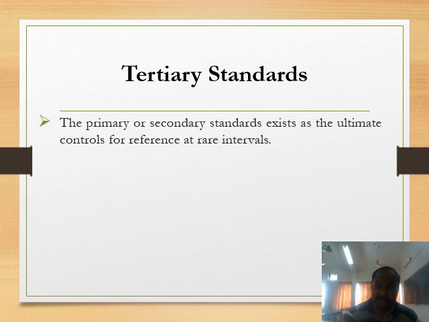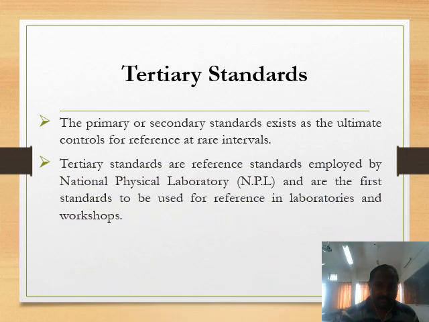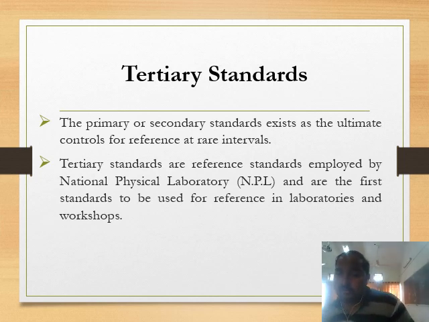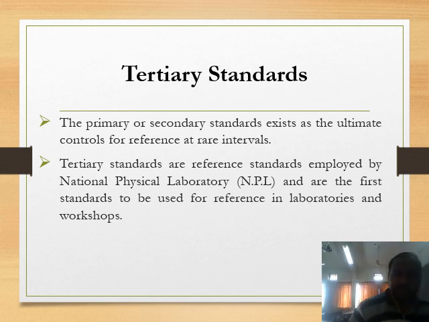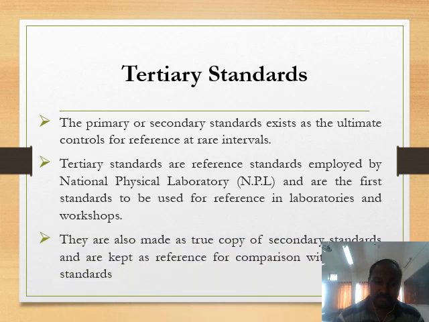Next, coming to the tertiary standards. These are again a copy of the secondary standards. They exist as ultimate controls for reference at very rare intervals. Even the secondary standards are not taken out at regular intervals, they are taken out at very rare intervals, and that's why the tertiary standards are produced. They are kept at the national physical laboratories, and they are the first standards to be used for reference in laboratories as well as in workshops. They are a true copy of the secondary standards, kept as a reference for comparison.